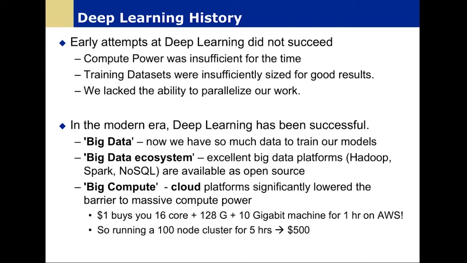In the big data ecosystem, we have platforms like Hadoop, Spark, NoSQL, etc. as open source, and they help us to have an ecosystem that is friendly to big data. And then we have big compute. Cloud platforms like AWS, GCP, Microsoft Azure, etc. give us the ability to have very affordable scale for being able to scale up our compute. So you can see there some of the costs that are associated with that. It also gives us the flexibility of having dynamic workloads.